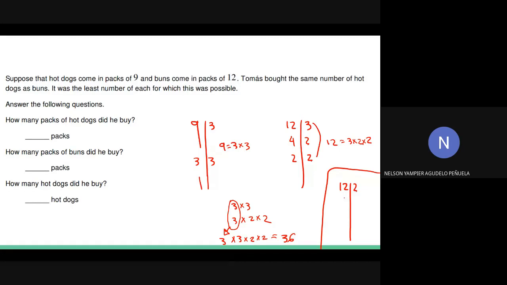2, 6, 2, 3, 3, 1. And you see, the result is the same. This is the same as this. Yes, yes, sorry about that. But as you can see, this was also correct. Okay? Any other question about this?